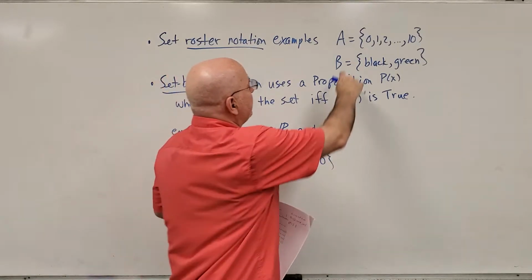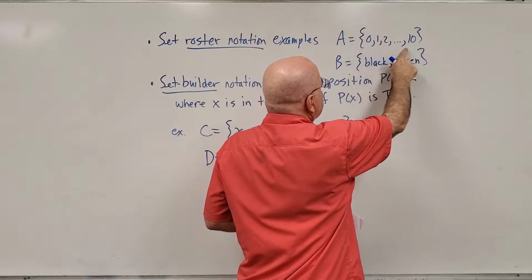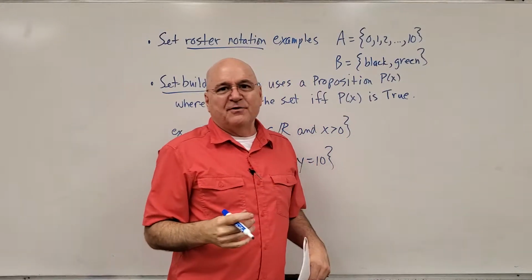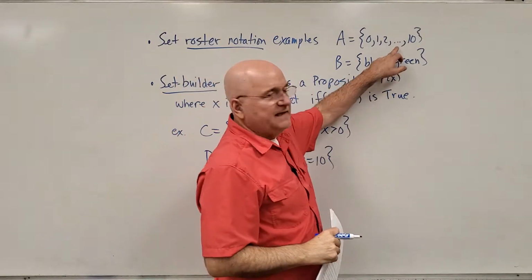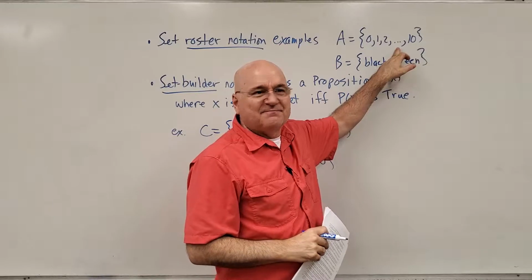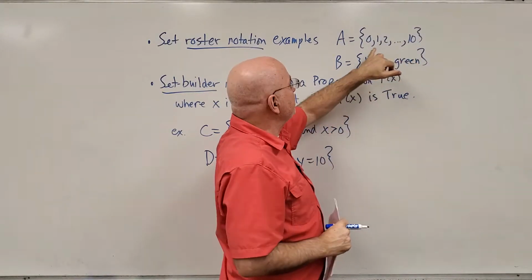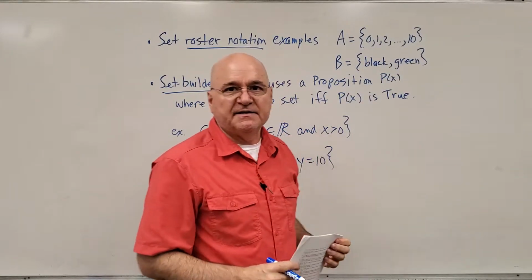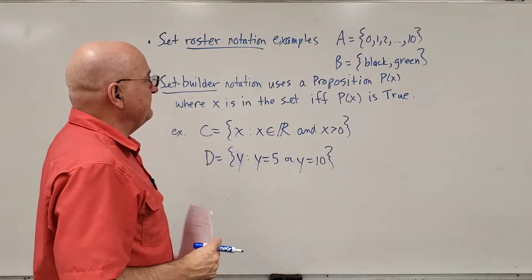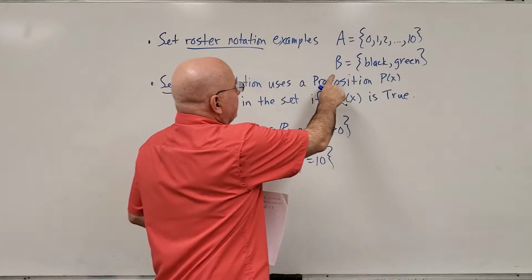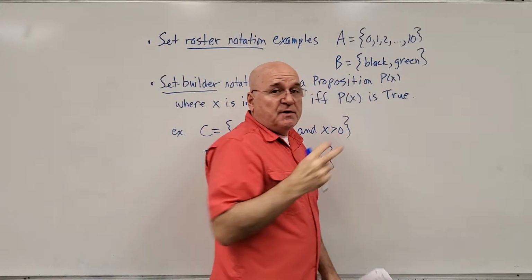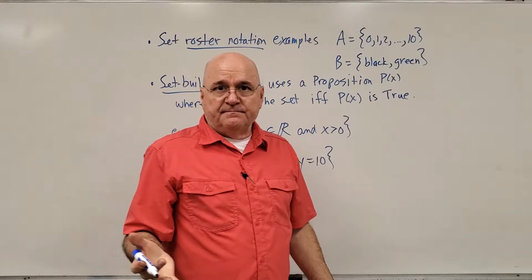For example, A is equal to {0, 1, 2, ..., 10}. I didn't write them all out, but this ellipsis saves time. But it is a list, and you know what the implied list is, all the numbers: 0, 1, 2, 3, 4, 5, 6, 7, 8, 9, 10. Capital B equals the two colors, black and green. That's it. That's the set.